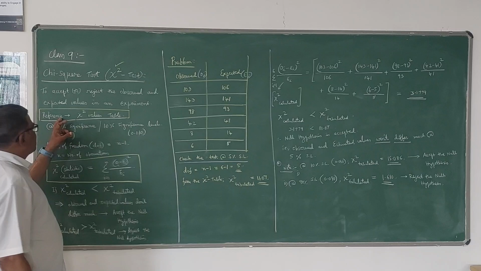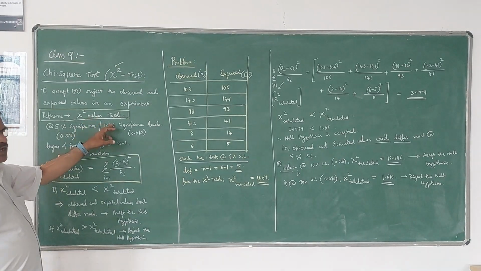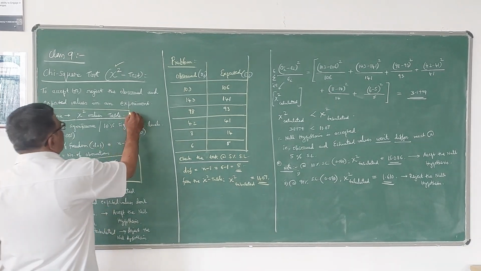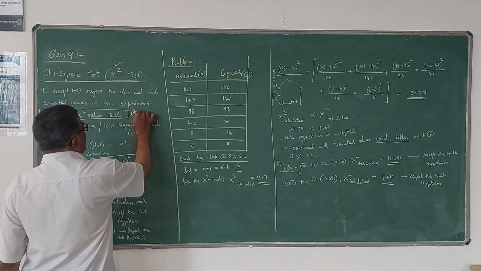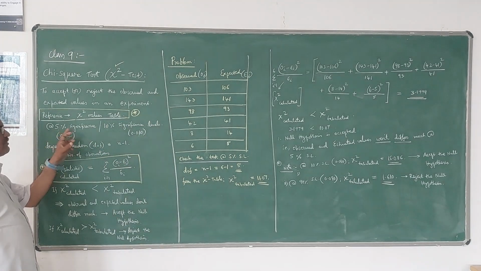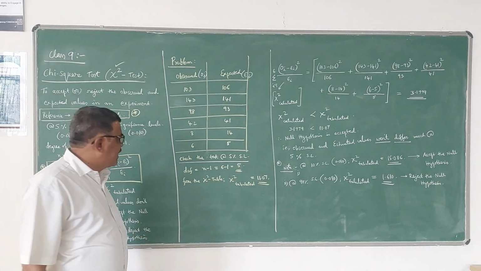Further, for reference, you have a chi-square values table in the statistical tables, which you have to refer to for the analysis of the chi-square test. Normally we take a 5% significance level or a 10% significance level for analyzing the data.